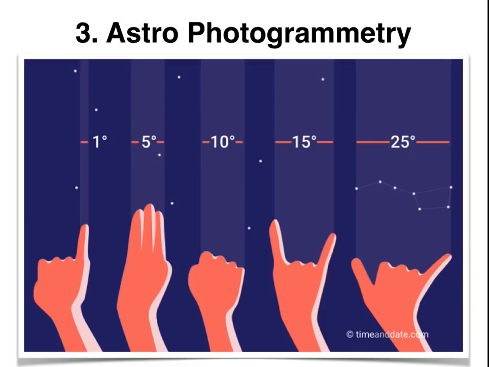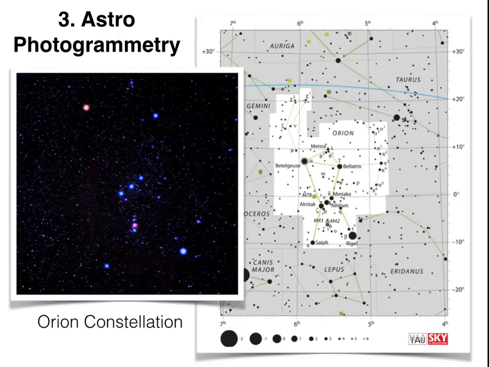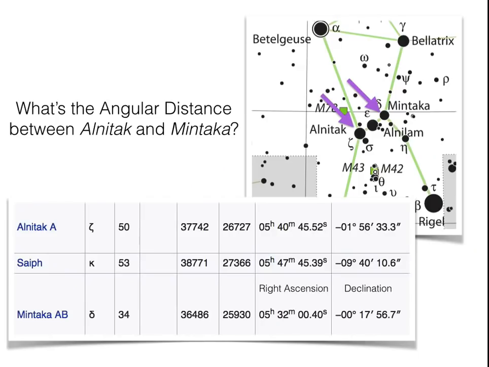So the third method is astrophotogrammetry, because the stars are in very, very precise positions. The stars have been studied for centuries, and they know the positions of these things extremely precisely. So here's the constellation Orion. Let's focus in on the 3 stars of the belt. Here, Alnitak and Mintaka are the left and the right hip. And we know the right ascension and declination. That's kind of like latitude and longitude, but with great precision in the sky.